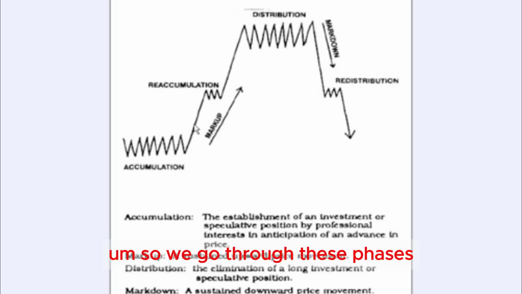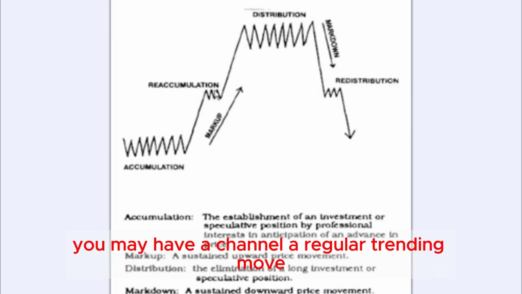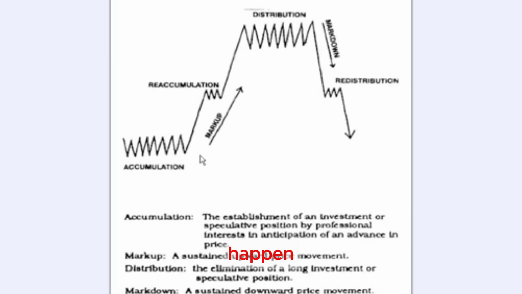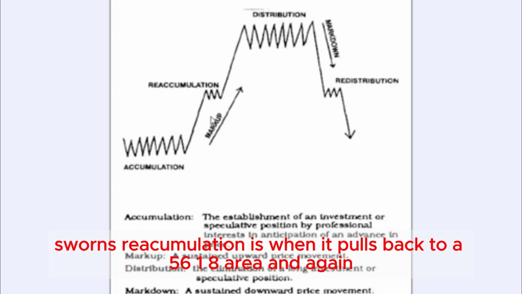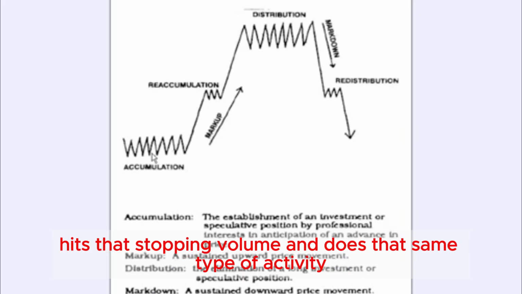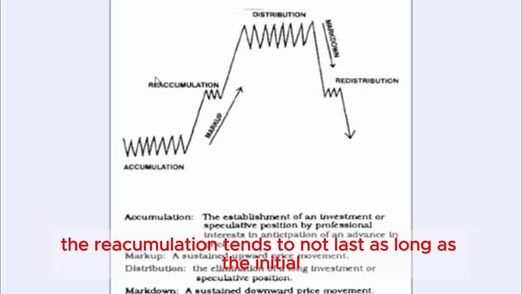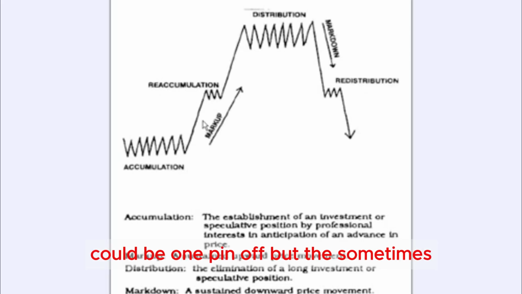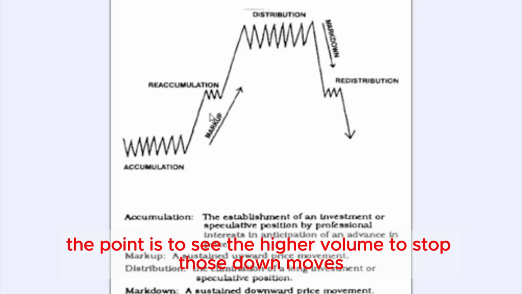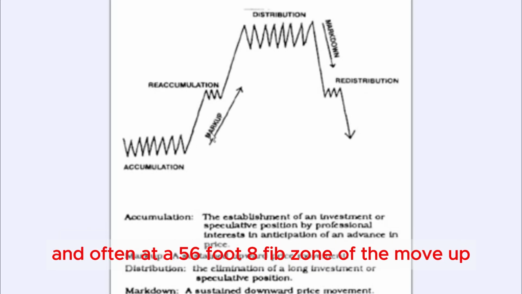So we go through these phases, and here you would have a trending move. Here's the cause for the trending move that you could foresee. Often you'll have pullbacks, you may have a channel, you have a regular trending move happen. And reaccumulation is a trade that I take very often. Reaccumulation is when it pulls back to a 5618 area and again hits that stopping volume and does that same type of activity. The reaccumulation tends to not last as long as the initial accumulation. It could be shorter, could be one pin off, but the point is to see the higher volume stop those down moves, and often at a 5618 fib zone, they move up.